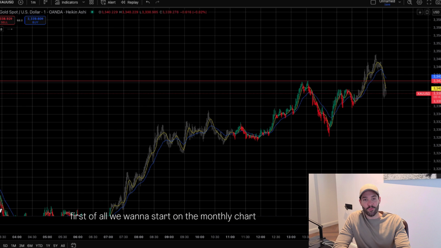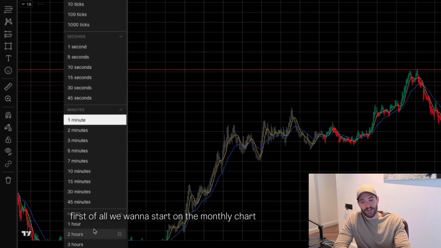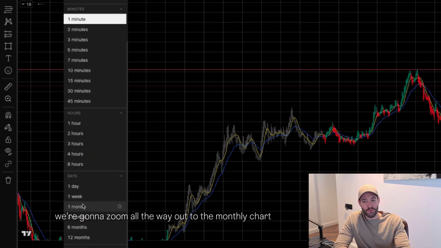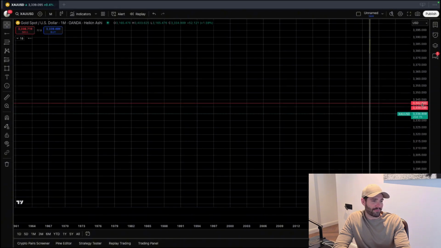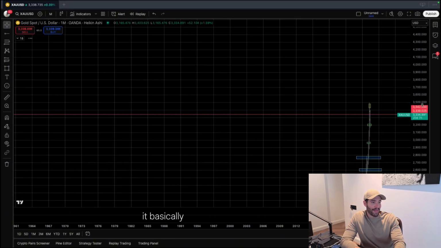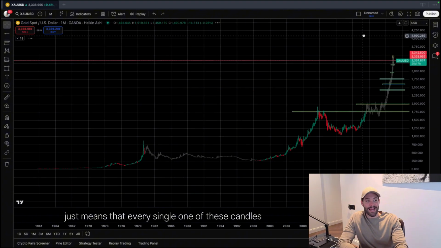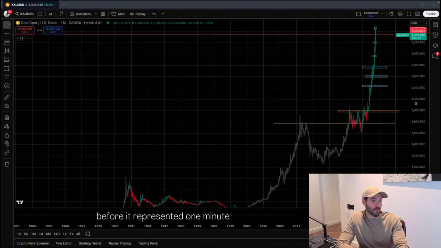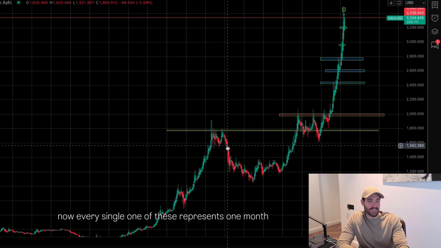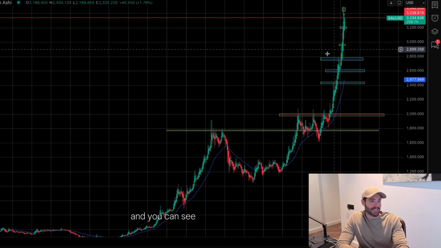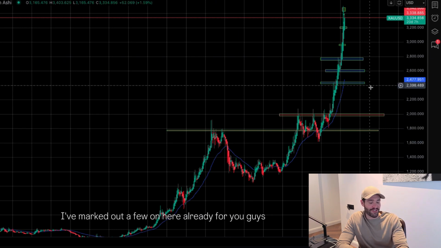But yeah, first of all, we want to start on the monthly chart. So we're going to zoom all the way out to the monthly chart. And once we're on the monthly chart, it basically just means that every single one of these candles now represents 1 month. Before it represented 1 minute, now every single one of these represents 1 month. And you can see I've marked out a few on here already for you guys.